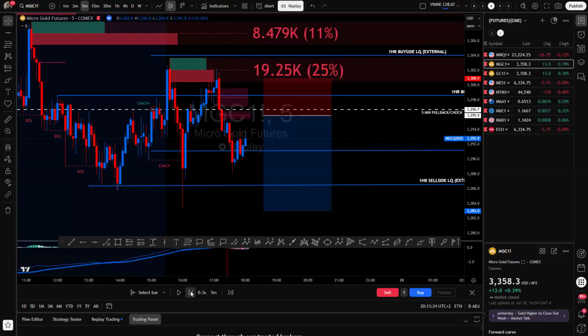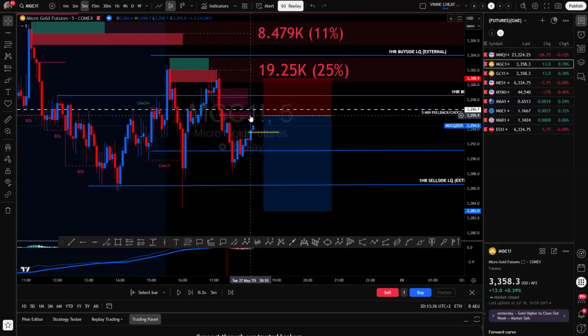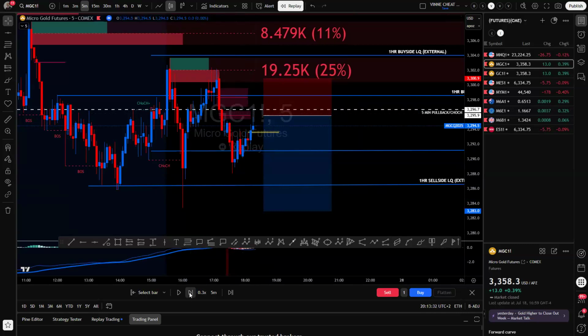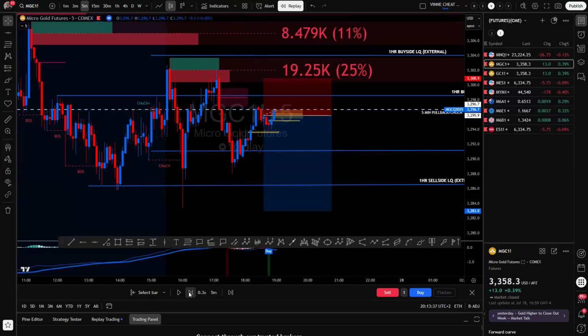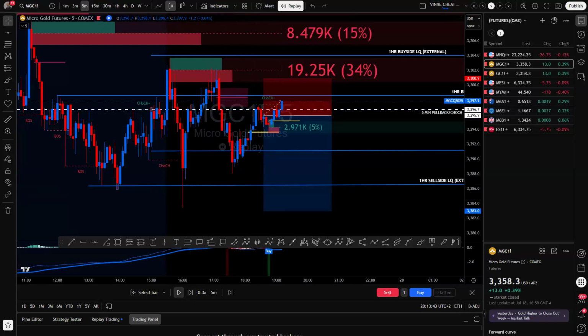All right, so it went down. Probably going to come back up and test this again. We probably would have won now with this move here, but that's fine. They're testing that change of character. Let's see if it goes above. Okay, it's closing above. Let's see if it goes above here.